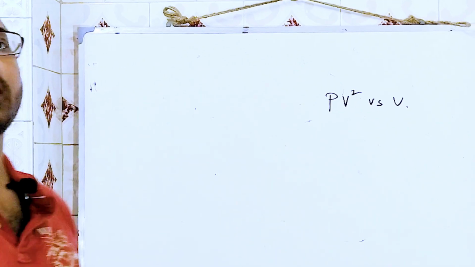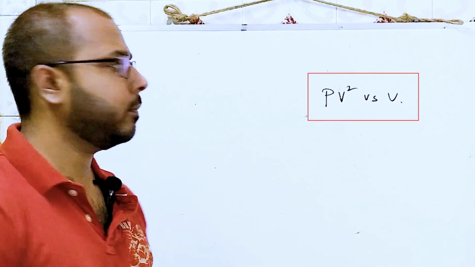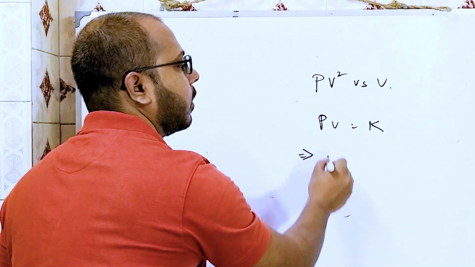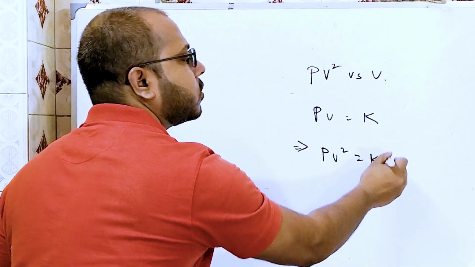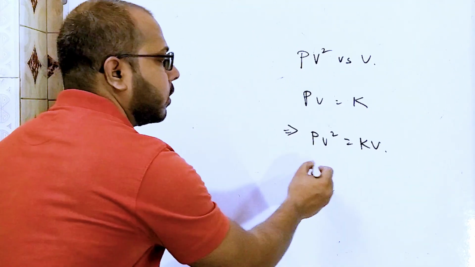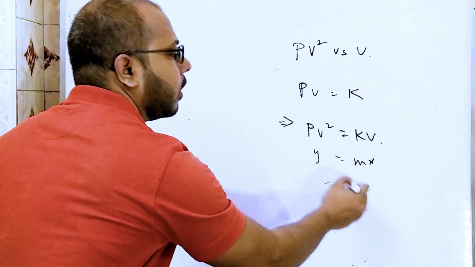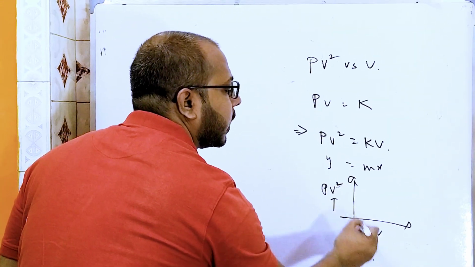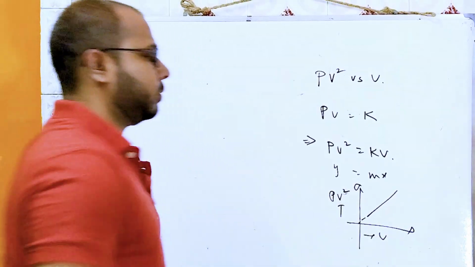So if PV square versus V, PV equals K. So PV square equals what? KV. That means y equals mx. So PV square versus V is again a straight line.